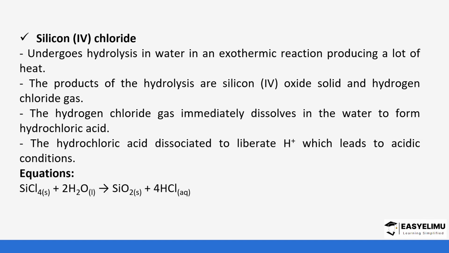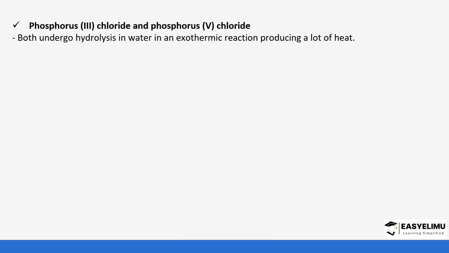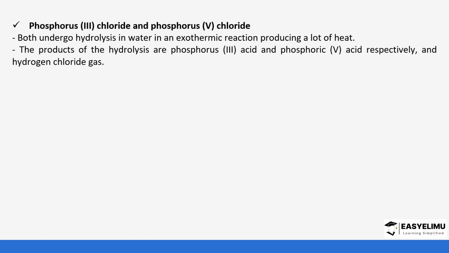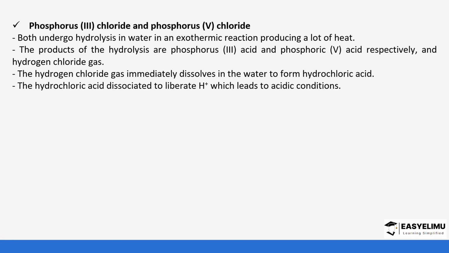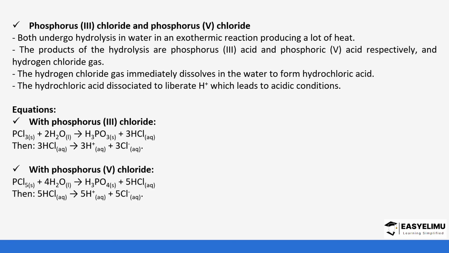So next we go to phosphorus 3 chloride and phosphorus 5 chloride. So phosphorus 3 chloride, phosphorus 5 chloride also dissolves in water. It hydrolyzes to produce two acids, phosphorus 3 acid and phosphorus 5 acid, which dissociate to form the hydrogen ions, which brings in the acidic nature of the solution. So we have phosphorus 3 and phosphorus 5. So do not forget it forms two acids. And these acids are produced in the process, and also hydrochloric acid is produced in the process.